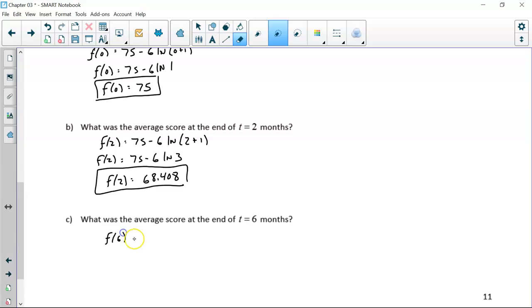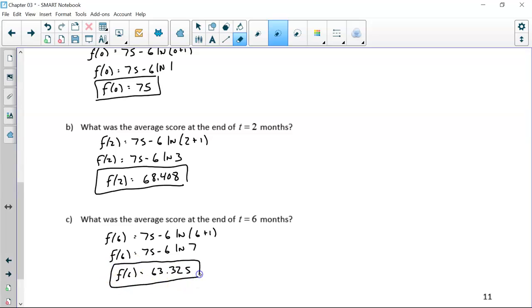And then finally, 6 months. f of 6 equals 75 minus 6 times the natural log of 6 plus 1. f of 6 equals 75 minus 6 times the natural log of 7. And that would be 63.325. And what that's just showing is that after you take a test, it's more likely you're going to be forgetting that information as time goes on.